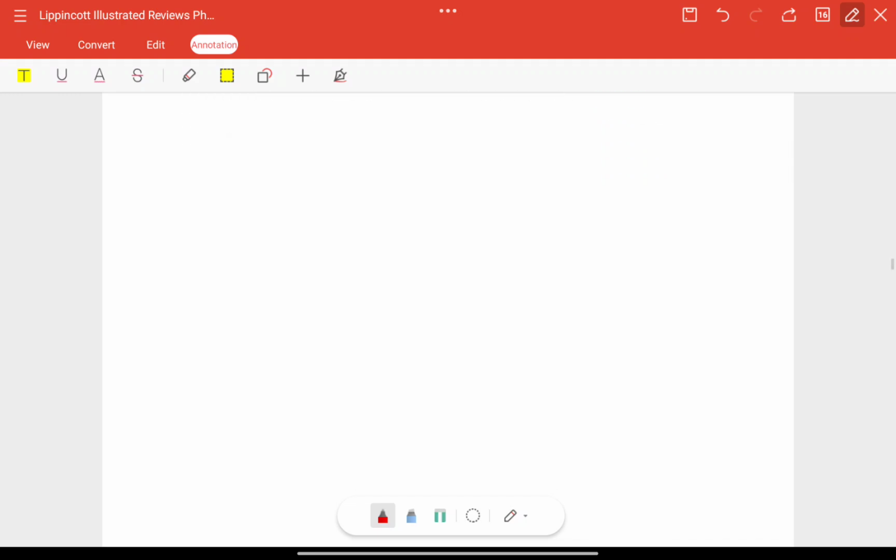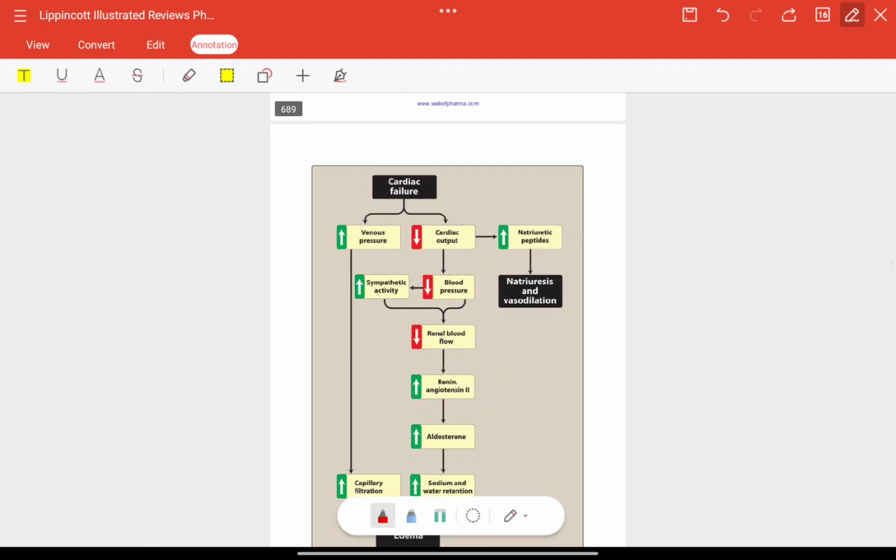Compensatory physiological responses in heart failure. The compensatory mechanism.